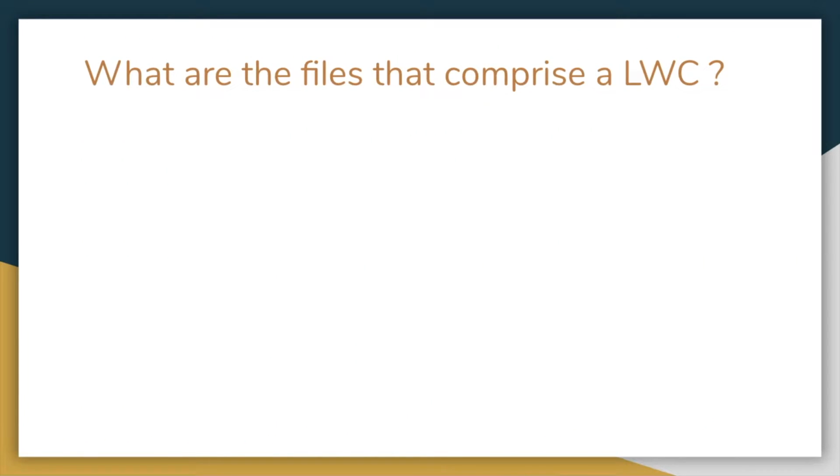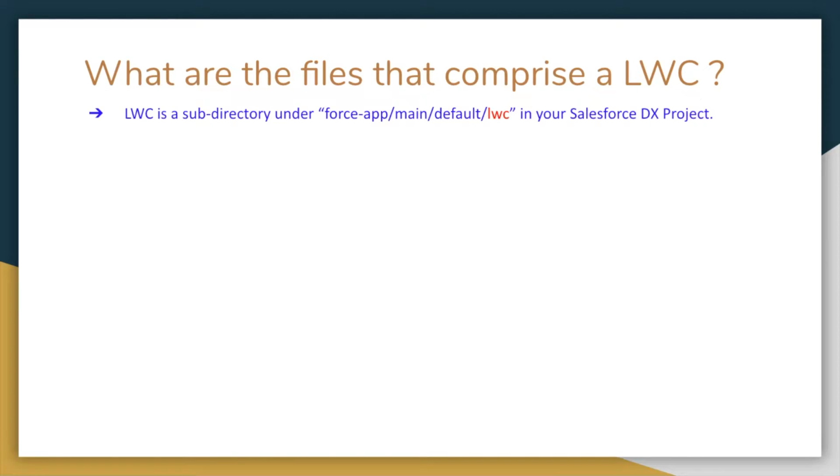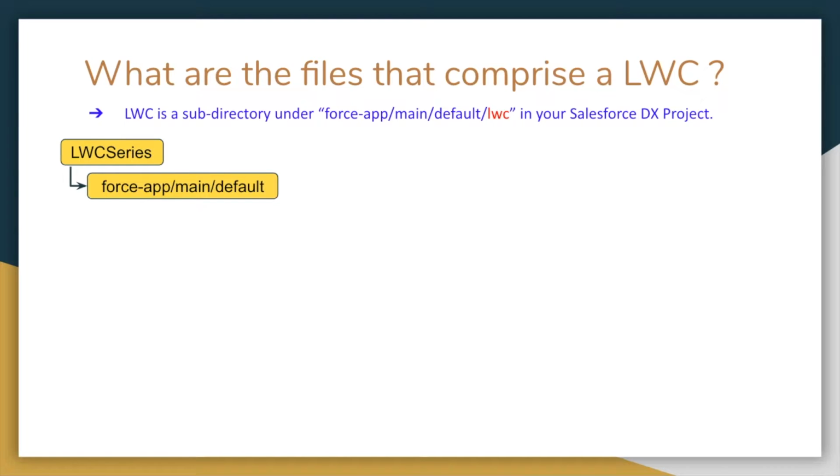Okay, so what are the files that comprise a Lightning Web Component? Basically, a Lightning Web Component is just a subdirectory under the force-app/main/default/lwc folder in your Salesforce DX project that you set up in VS Code. Let's say, for example, you created your project in VS Code and named it LWC series. So under that, you'll have a folder called force-app/main/default, and under that you'll see a folder called lwc, and under that whatever folders you see are the Lightning Web Components.